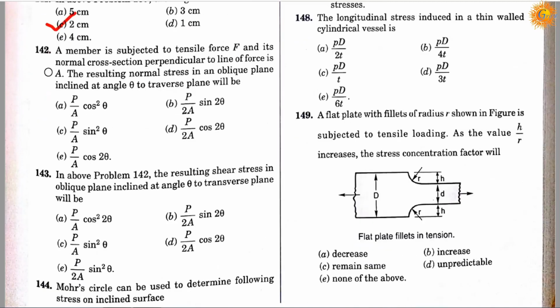Question number 142. A member is subjected to tensile force F and its normal cross section perpendicular to line of force is A. The resulting normal stress in an oblique plane inclined at angle theta to transverse plane will be option A, P upon A cos square theta. Option B, P upon 2A sin 2 theta. Option C is P upon A into sin square theta. Option D, P upon 2A into cos 2 theta. Option E is P upon A into cos 2 theta. Correct answer is A, it will be P upon A into cos square theta.